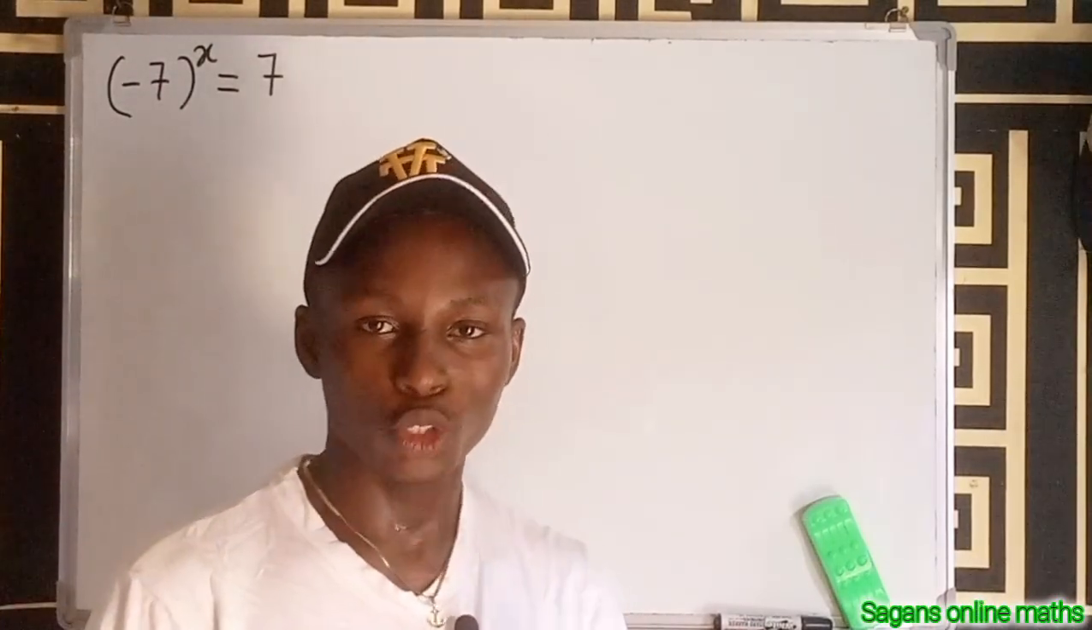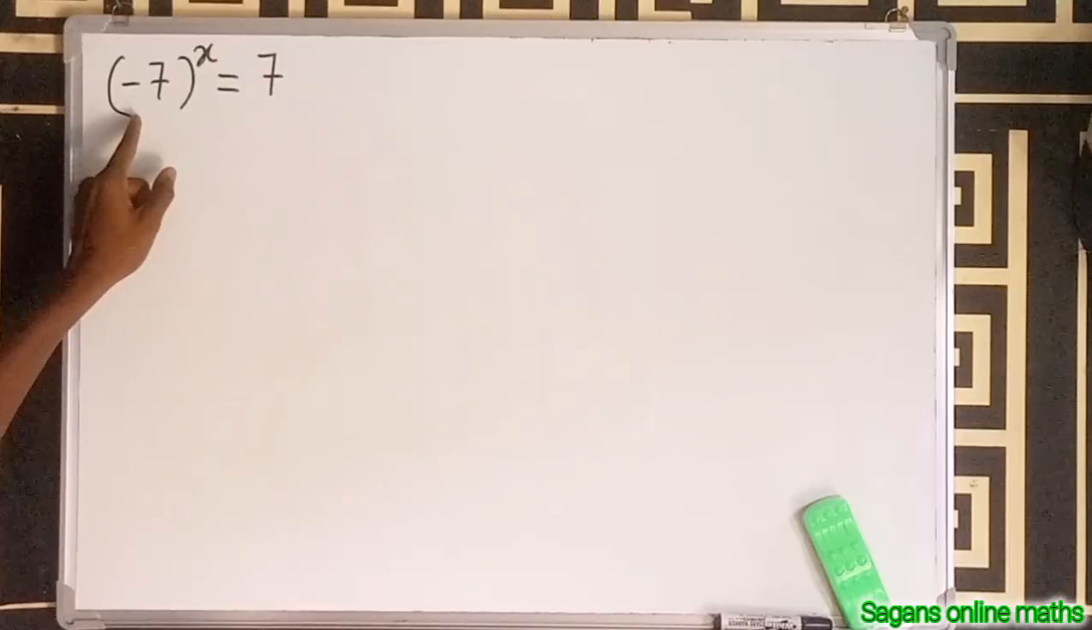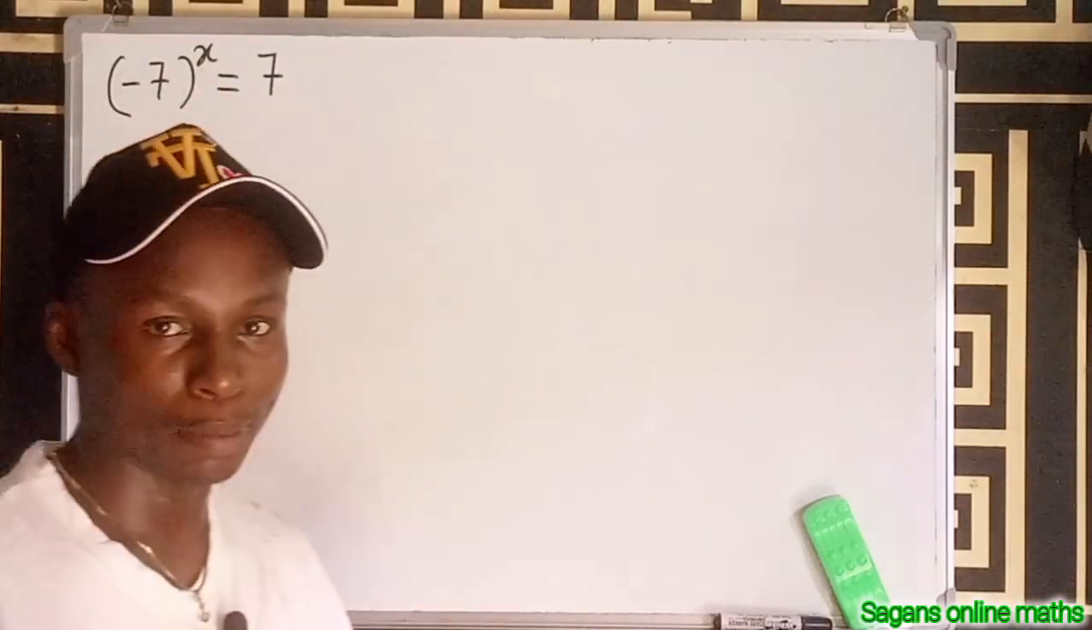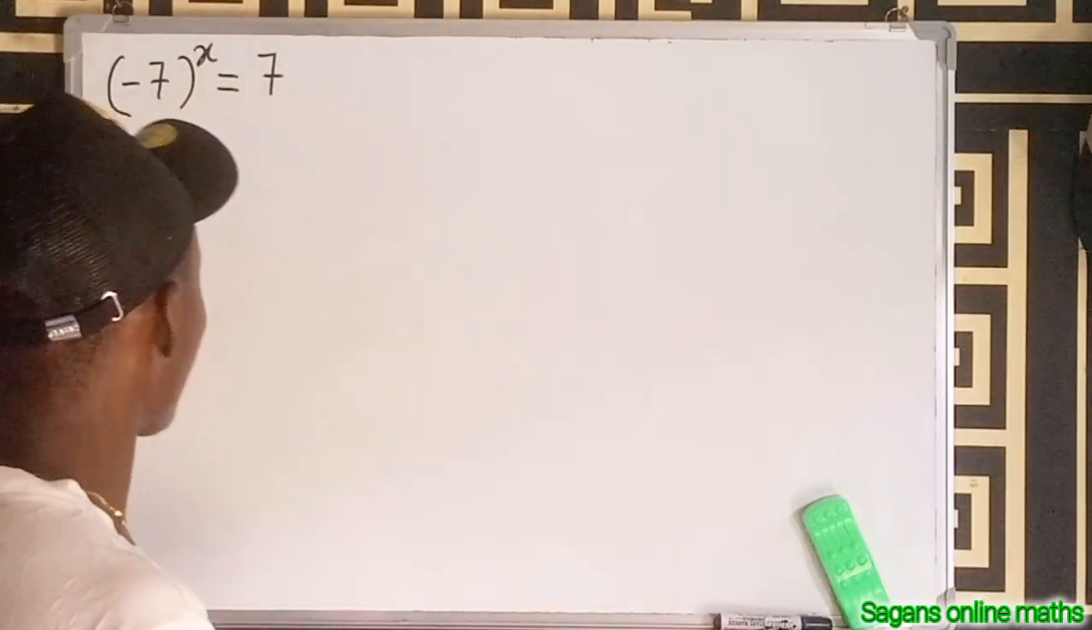Can you solve this maths Olympiad question on the board? Now look at what you are given. We are given (-7)^x equals 7, and we are expected to find the value of x in this question. Now what are we going to do?